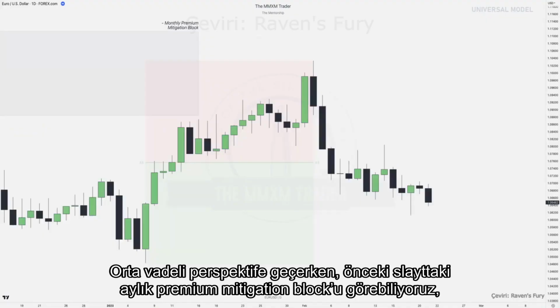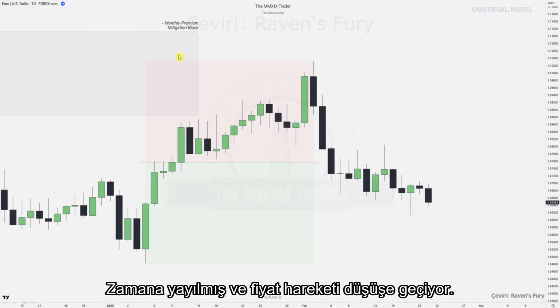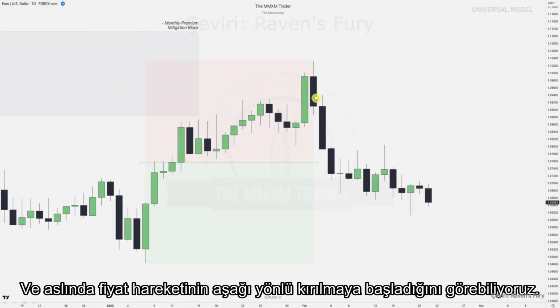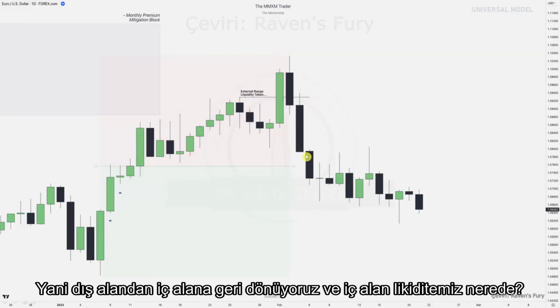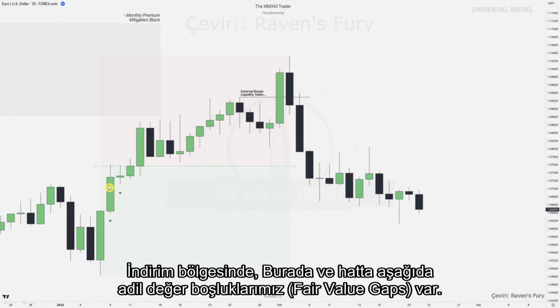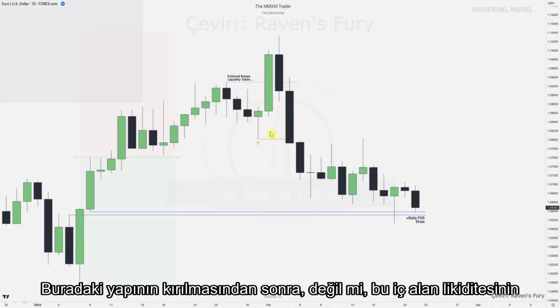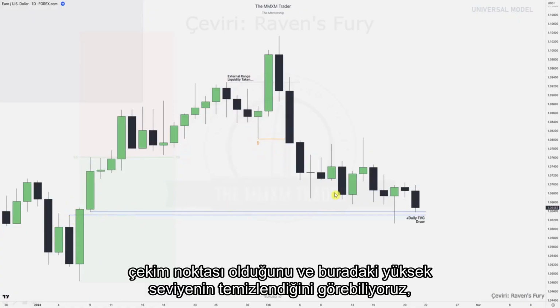So going into our intermediate term perspective, we can see this monthly premium mitigation block from the previous slide, right? Extended out in time, and we can actually see price action is starting to break down. And how does that look like, right? External range liquidity has been taken, so we go from external back to internal. And where is our internal range liquidity? In discount, right? We've got these fair value gaps down here and even down here.